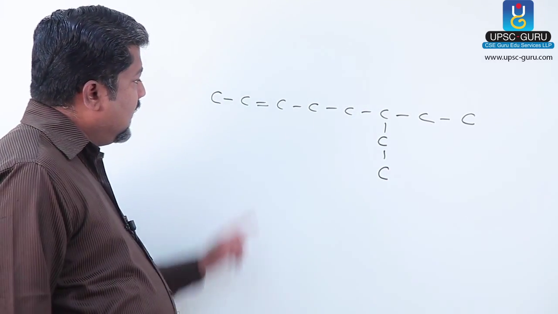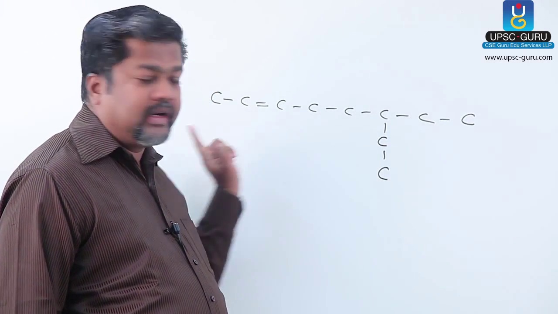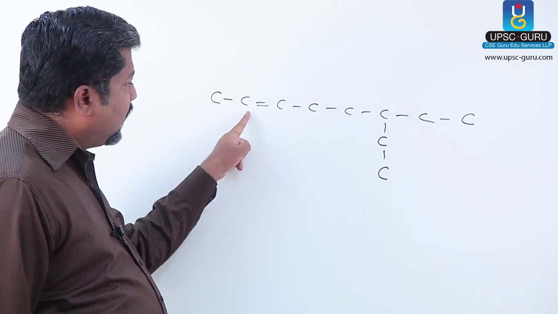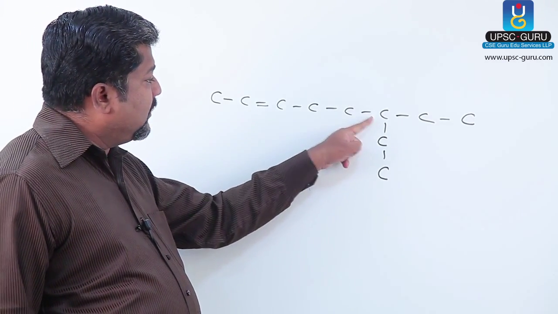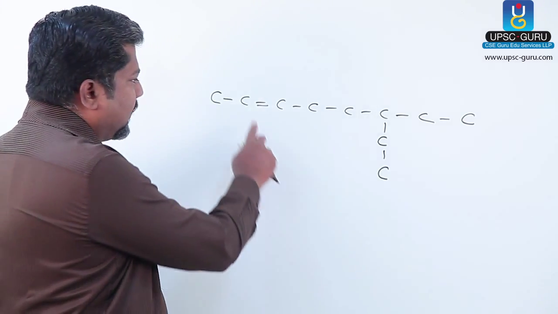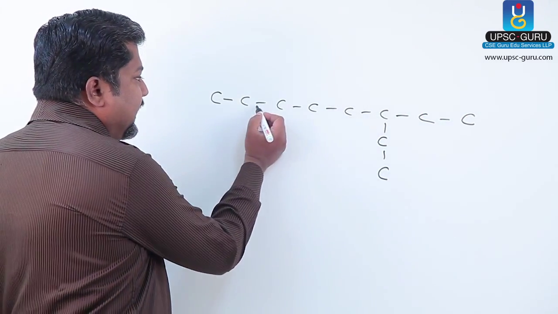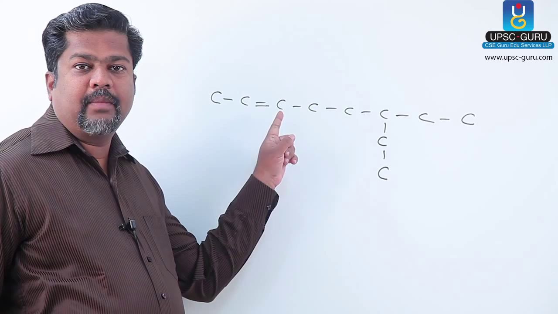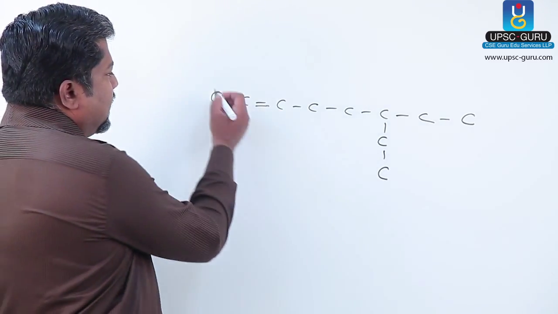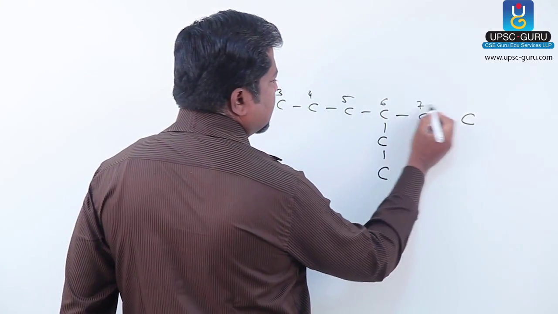Now numbering, I can number from 1, 2, 3, 4 like that, or I can number from 1, 2, 3, 4 like that. Here branch is getting number 3, but if I am writing from here, then branch is getting number 6. So according to alkane, suppose it is alkane, then I should number from this side. But as it is alkene, I have to give priority to double bond, and double bond should get minimum number. So here numbering is in this way 1, 2, 3, 4, 5, 6, 7, 8.